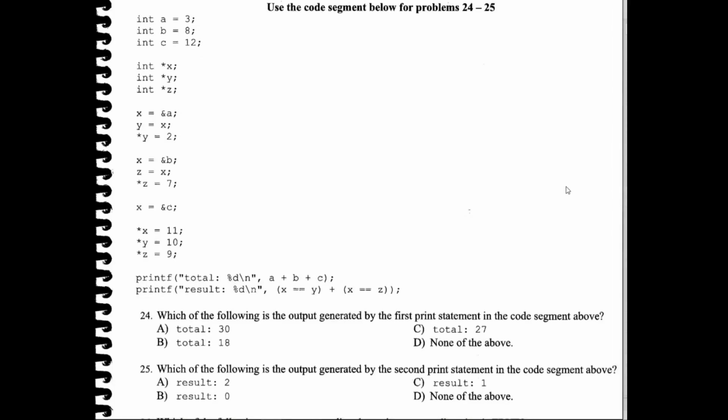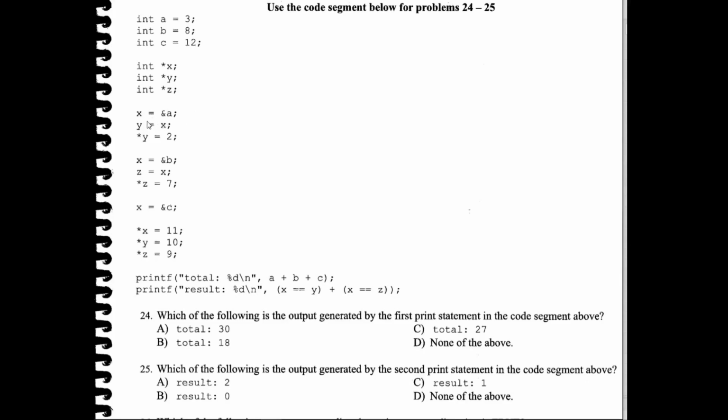Moving on to questions 24 through 25, we have some pointer logic. Question 24 asks which of the following is the output generated by the first print statement in the code segment above, and it's asking what is the sum of A plus B plus C. Now we can see that we have 3 variables and 3 pointers, so let's just go along through this logic here.